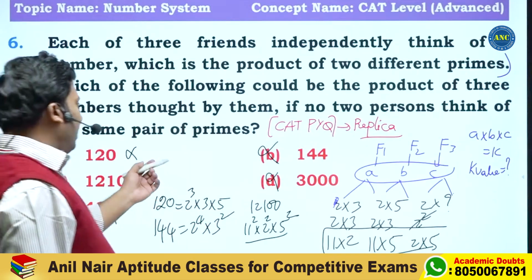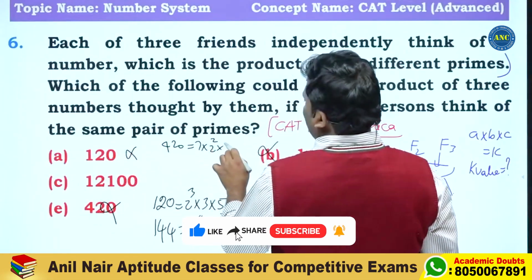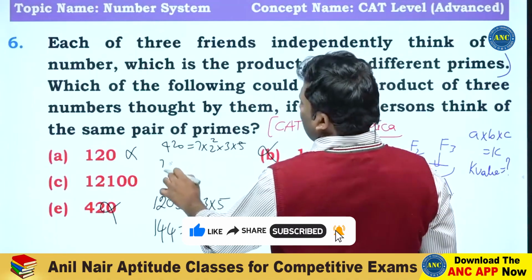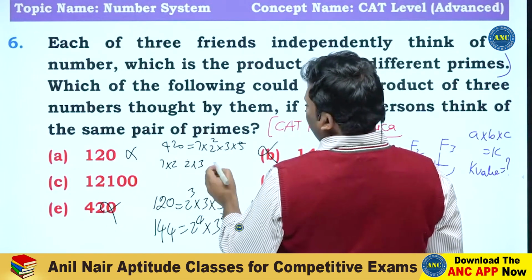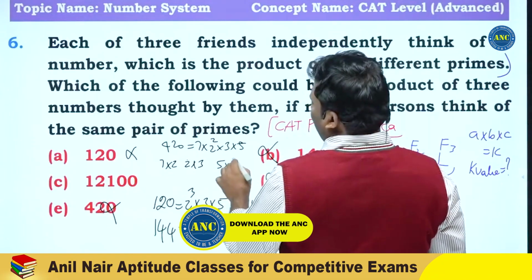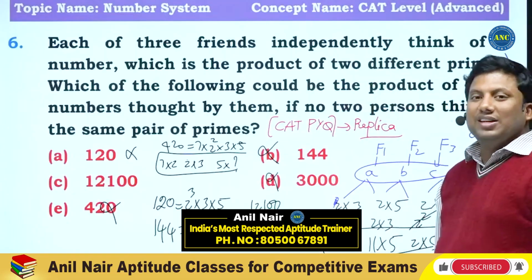420 cannot be. Try to do it. 420 is 7 into 2 square into 3 into 5. 7 into 2 I will do, 2 into 3 I will do, and 5. Where is the remaining prime base? Similarly, you can prove 3000 is incorrect.